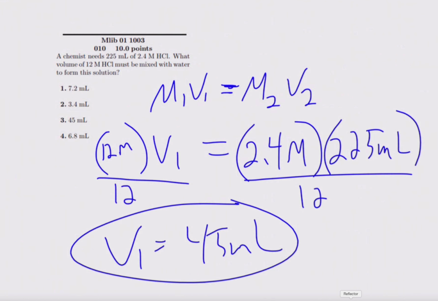So we would take the stock solution, we'd measure out 45 milliliters of it, add that into a flask or beaker, graduated cylinder, or volumetric flask, and then we would add water until the total volume equaled 225, and at that point the concentration would be 2.4 molar. So 45 milliliters is what we get there.